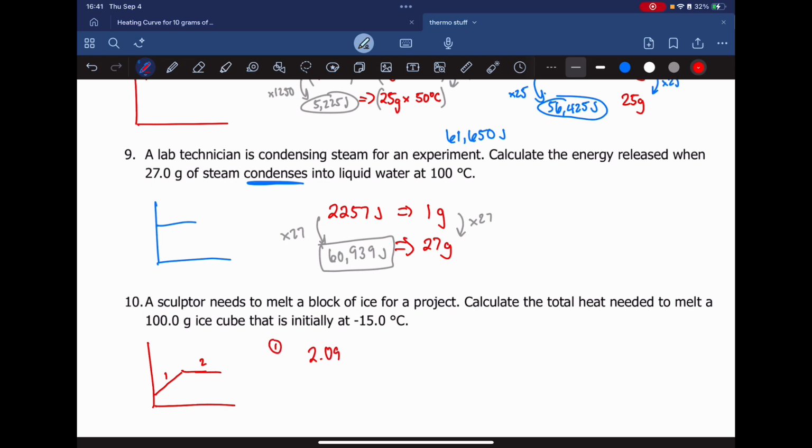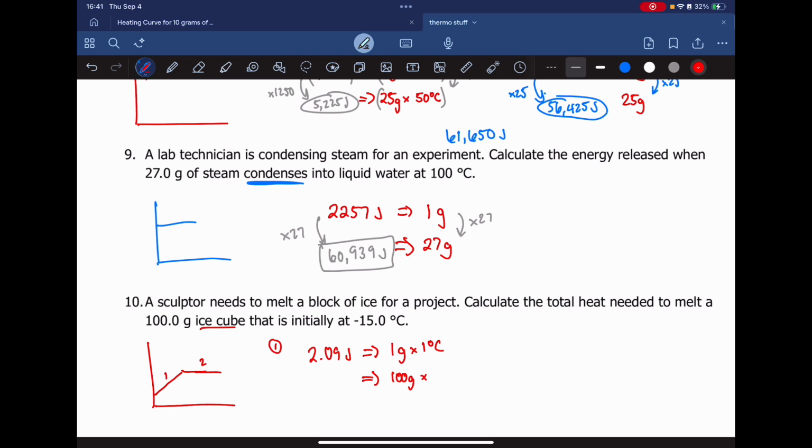Oops, sorry. 2.09 joules is the amount of energy required to take 1 gram of ice and raise its temperature by 1 degree Celsius. I don't have 1 gram of ice. The sculptor doesn't have 1 gram of ice. He has 100 grams of ice. That's also not very much for a project. Like, it's 100 milliliters. That's hardly anything. That's like an ice cube. Well, yeah, that's what it says.